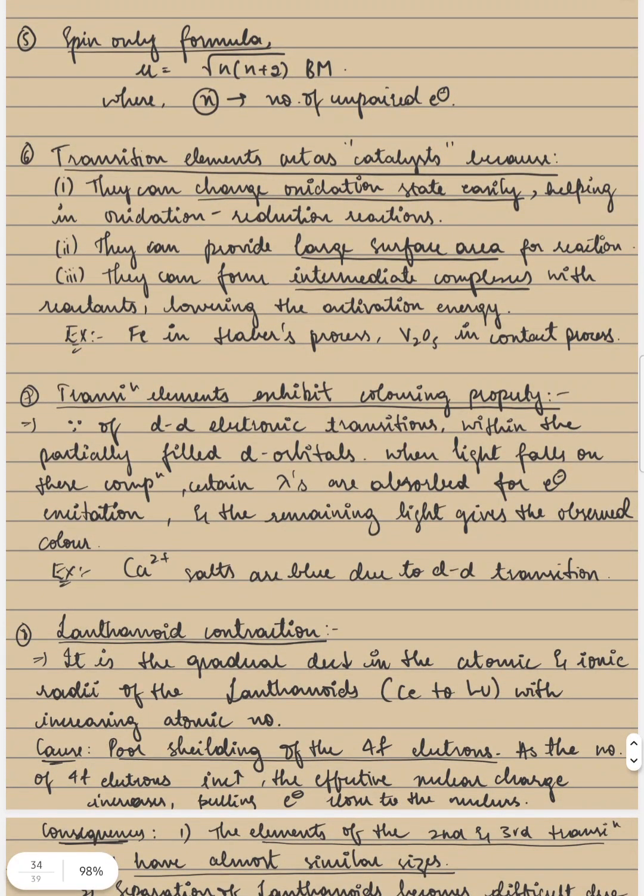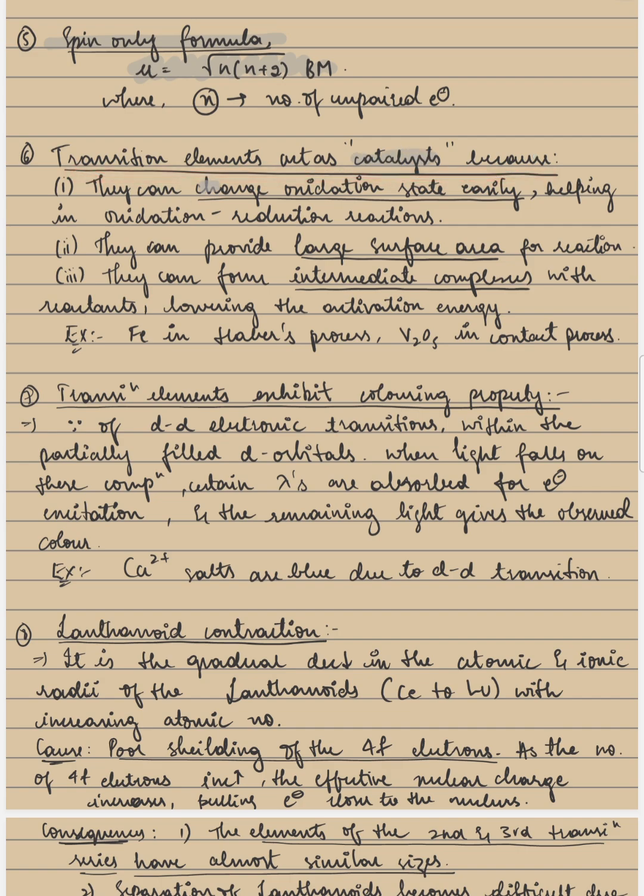Next is the spin-only formula. This is important. Mu is equal to square root of n into n plus 2 Bohr magneton, where n is the number of unpaired electrons. Transition elements act as catalysts.